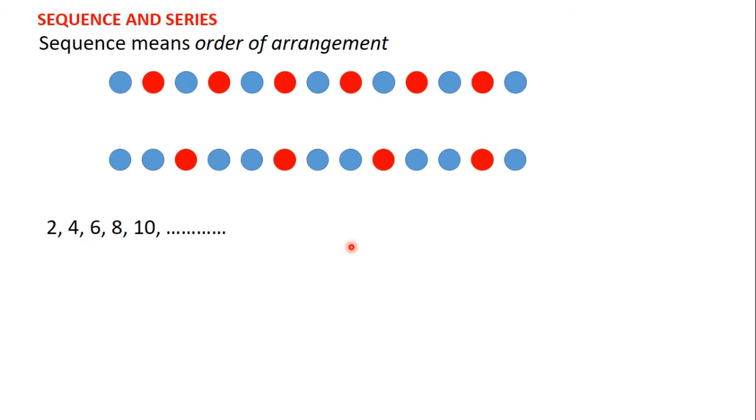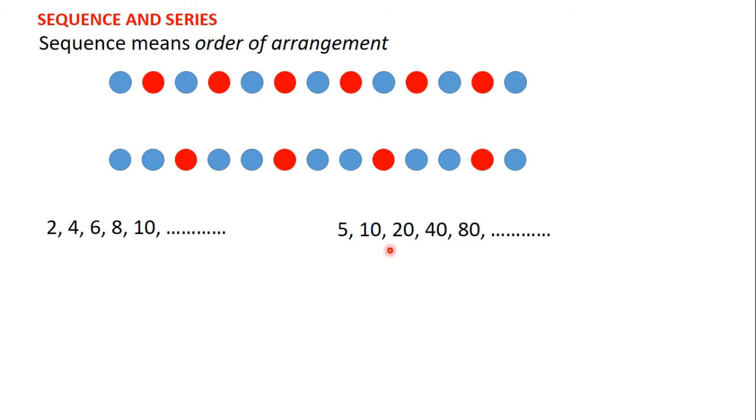Let's consider another group of numbers: 5, 10, 20, 40, 80. Now, when you look at it very carefully, we can see that when you multiply 5 by 2, you will get 10. When you multiply 10 by 2, you get 20. When you multiply 20 by 2, you get 40. When you multiply 40 by 2, you get 80.